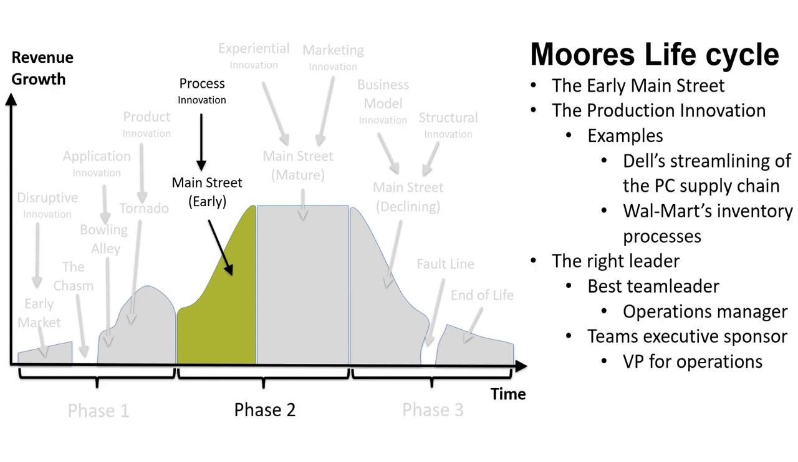In this stage, the right team leader is an operations manager, and the ideal sponsor is the vice president for operations. The operations manager can streamline the value chain of the existing production of the company. The vice president for operations has enough power to support these optimizations.